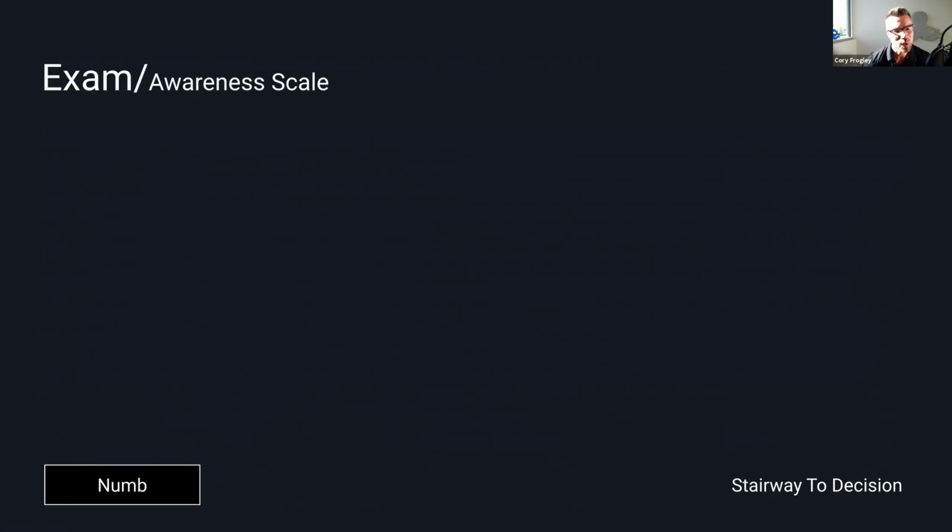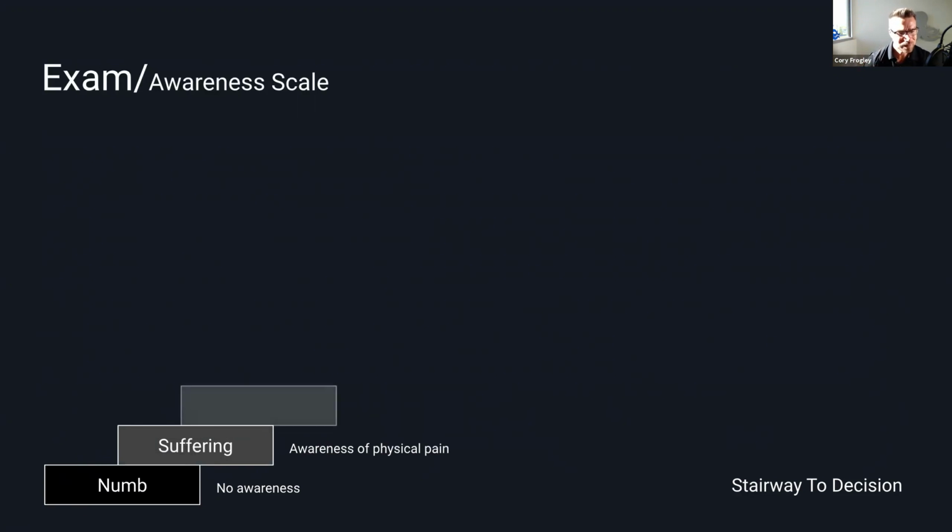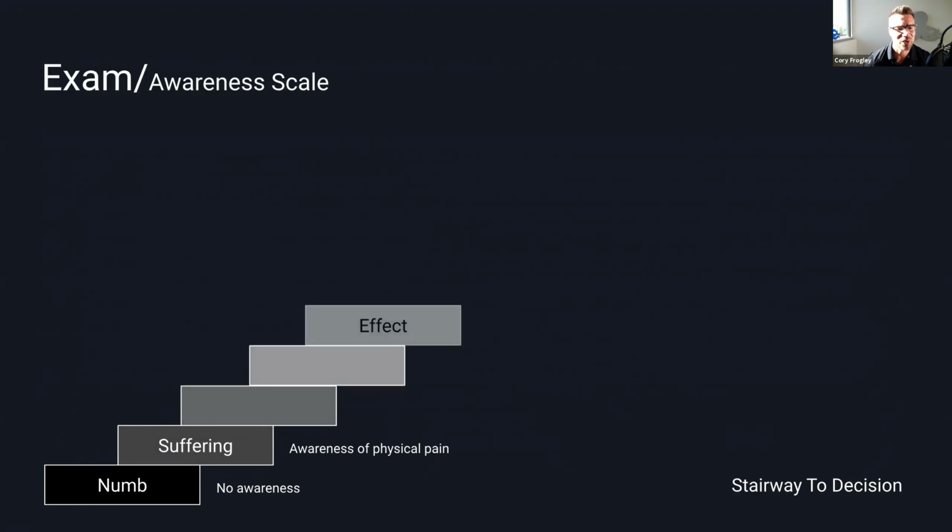At the bottom of an awareness scale is numb, where you're not even aware that you have a problem. So if you're a dentist examining a patient with no pain and you find something pretty significant, you've got to recognize that you have to walk them up the awareness scale. Other doctors are dealing with patients who are suffering, and they're so focused on the pain. They are aware of the physical pain. There's a path we have to walk them up in order for them to make the best decision for their health. So I'm going to skip this level and go into effect. There are a couple of levels I would love to talk about, but we just don't have the time.